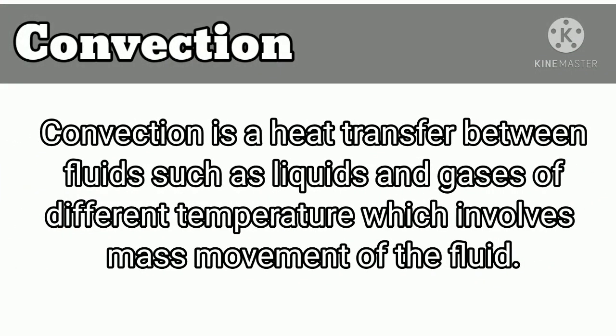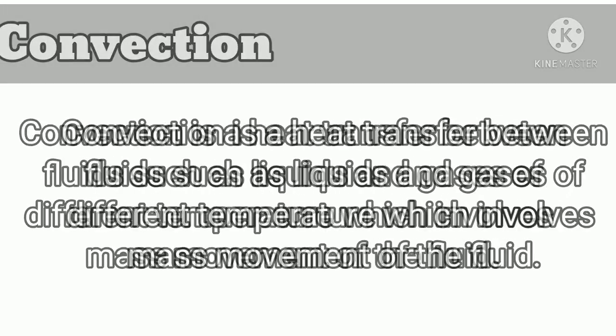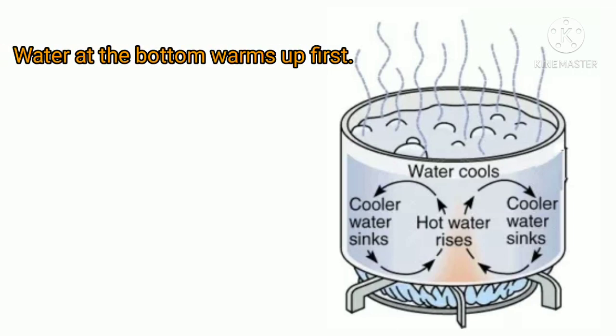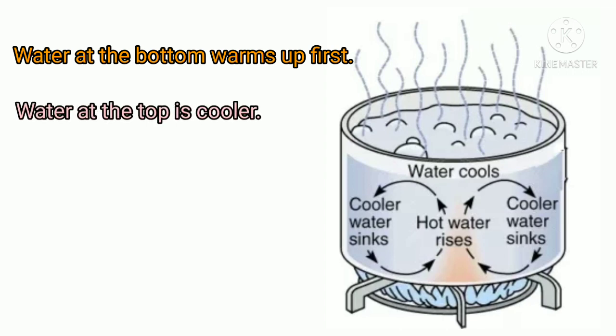Convection is a heat transfer between fluids such as liquids and gases of different temperature, which involves mass movement of the fluid. For example, when you boil water, the water at the bottom increases in temperature and becomes hot, while the water at the top has a lower temperature and is colder.